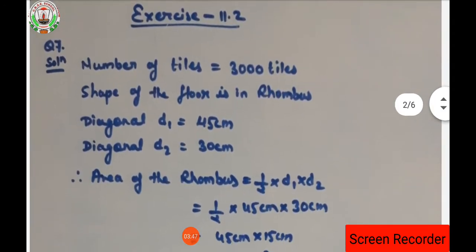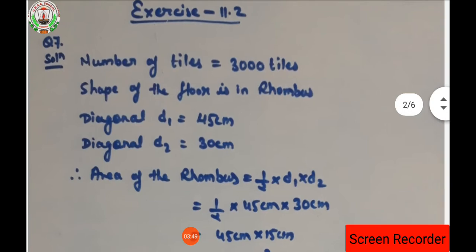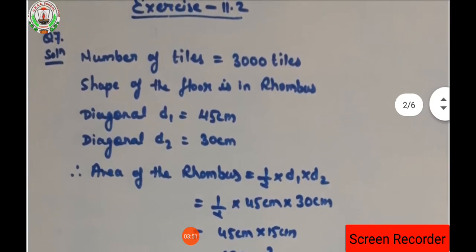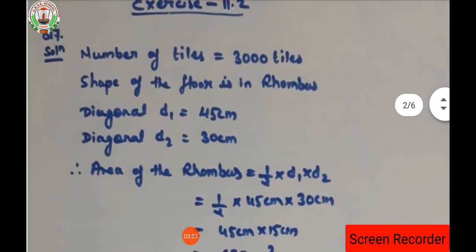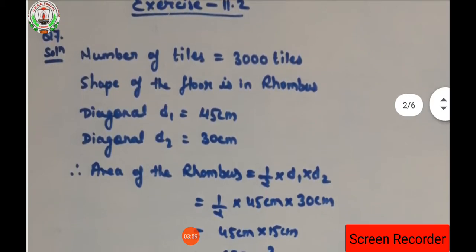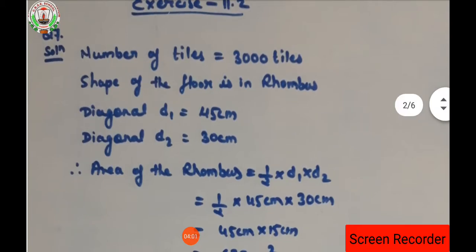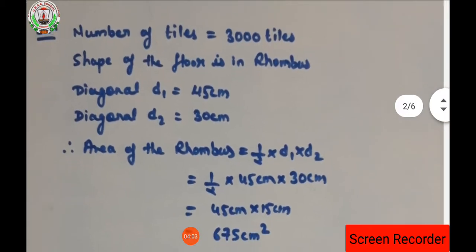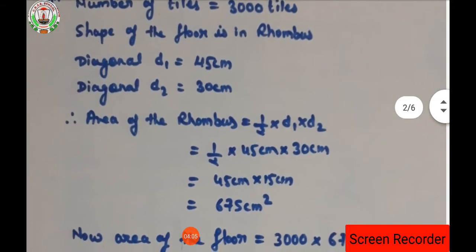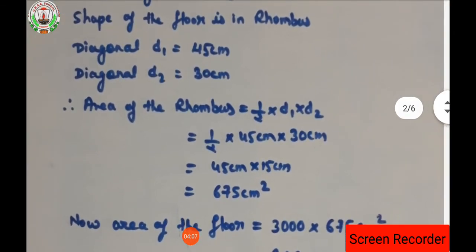So here is the solution for question number 7. As I told you, the number of tiles is 3000, and the floor is in the shape of a rhombus. Diagonal D1 is 45 centimeter and diagonal D2 is 30 centimeter. So what do you have to find here? You have to find the area of the rhombus.